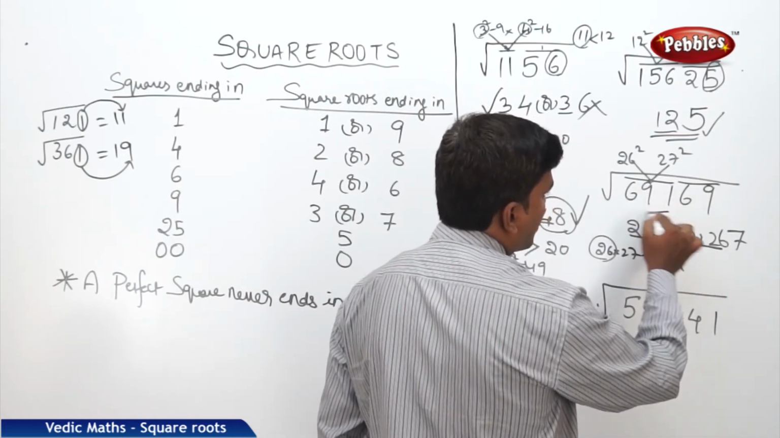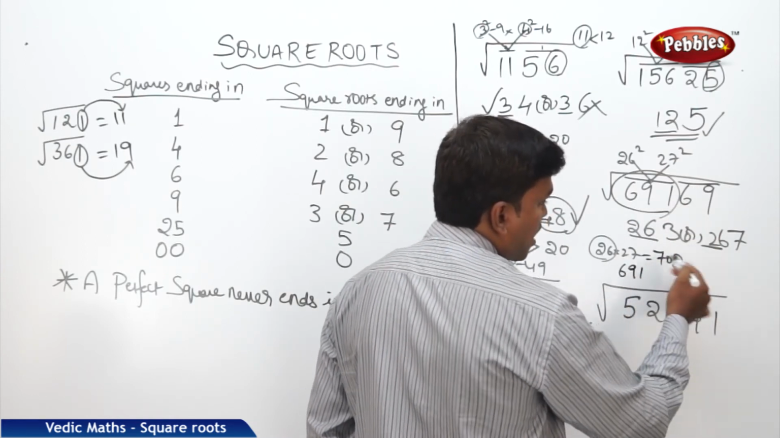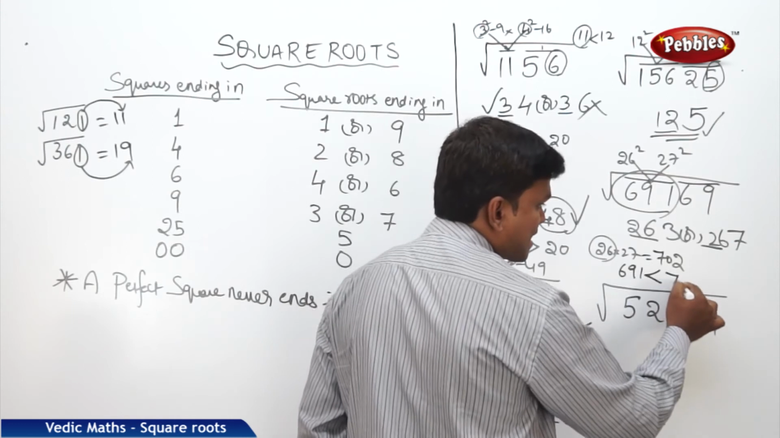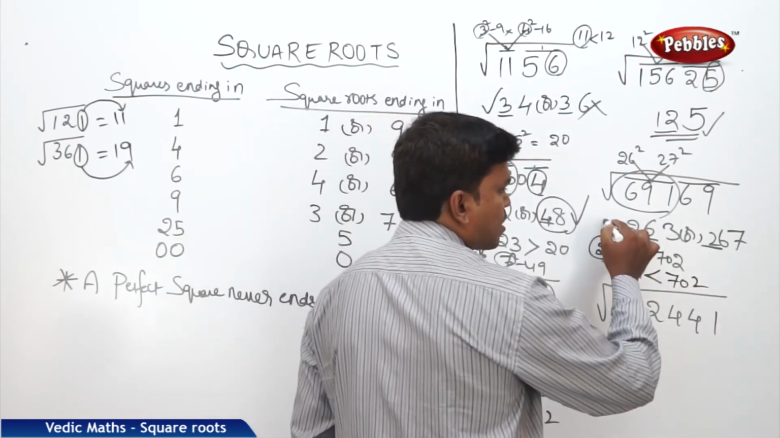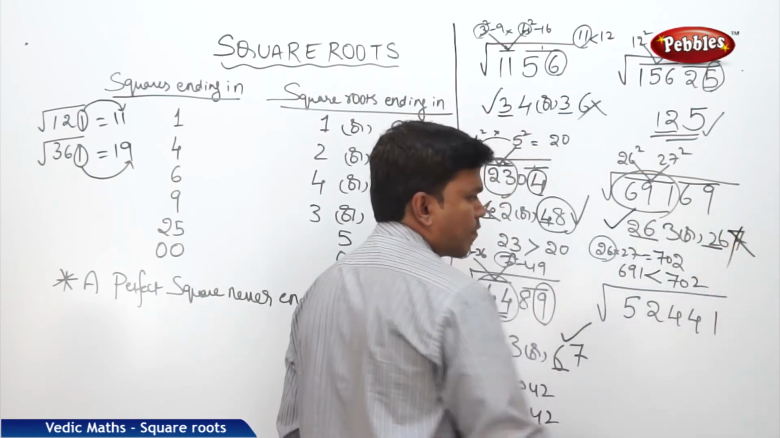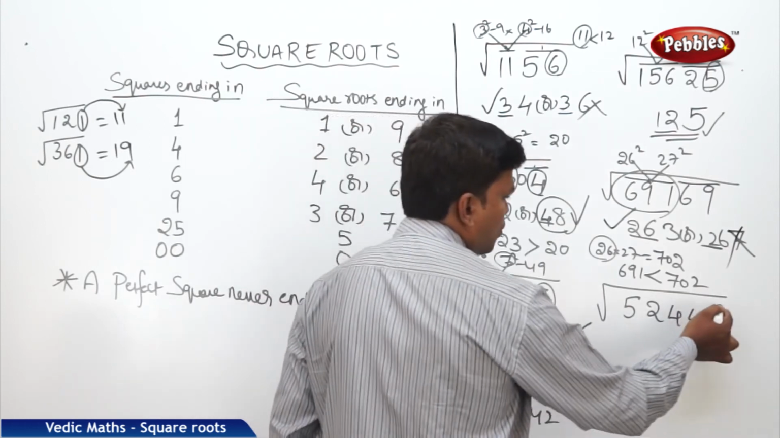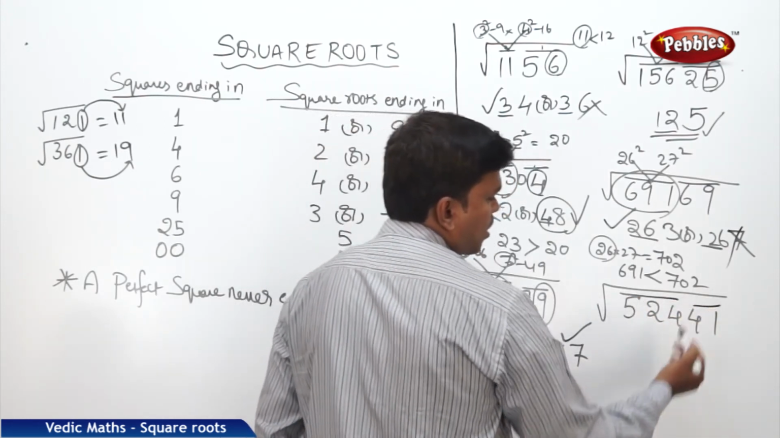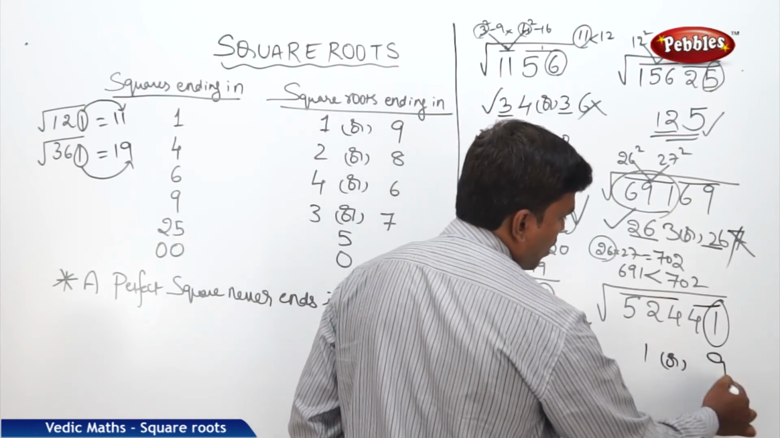Now compare 691 with 702. 691 is less than or greater than 702? It is less than 702. That is less than product. So obviously my answer is the lesser one, not the greater one. Got it? Next, similarly, 2 digits and the remaining 3 digits. Last, the square number is ending in 1. So the square root should end in 1 or 9.